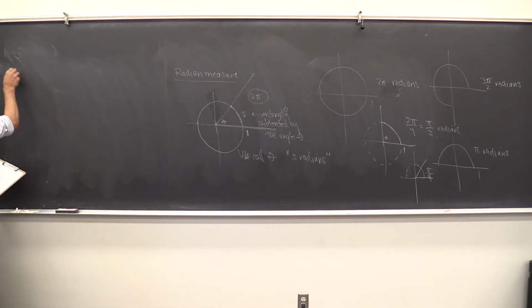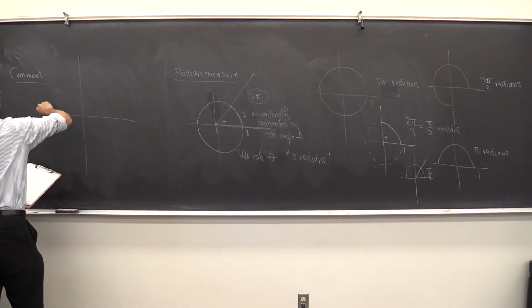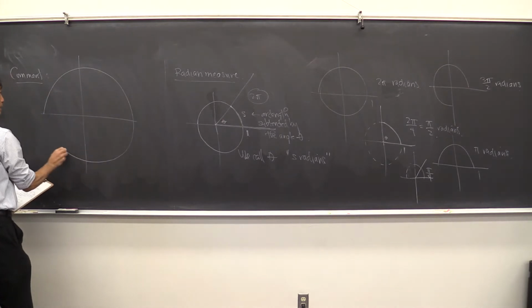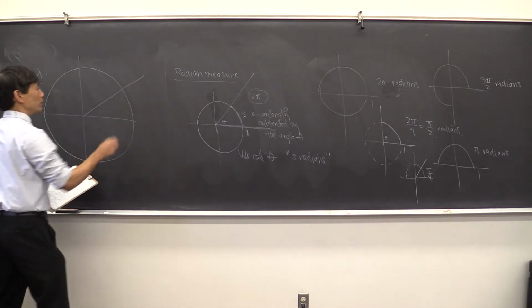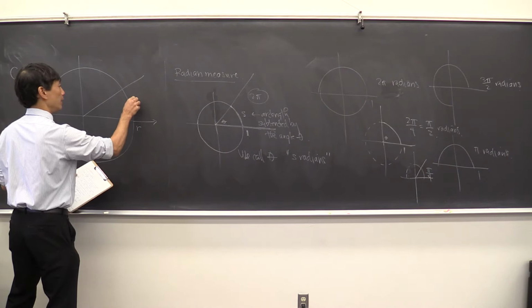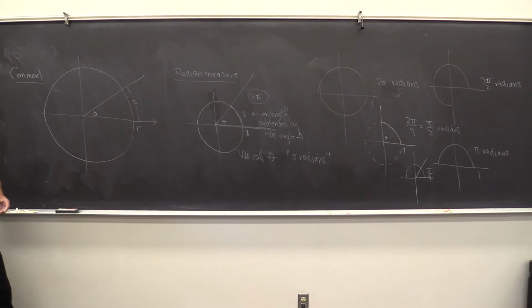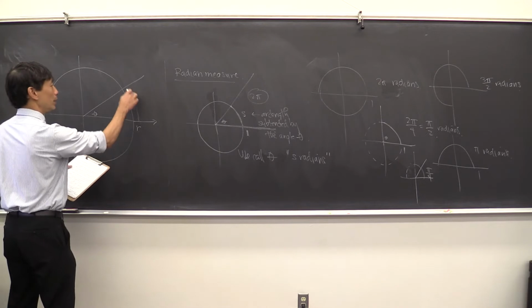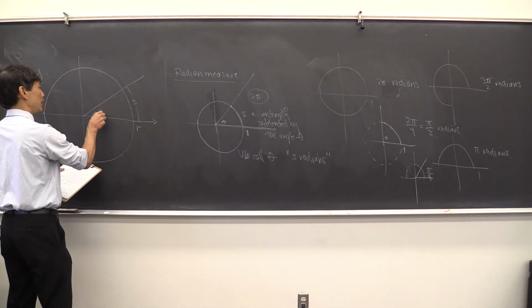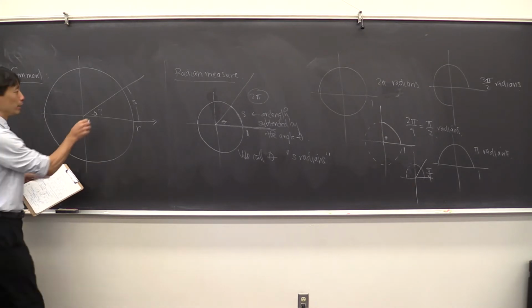Okay, let me just make one comment. Suppose you have a circle of radius r, and this arc length is s. So this is not the unit circle anymore. Suppose you know the arc length here, and you're wondering, what's the angle?